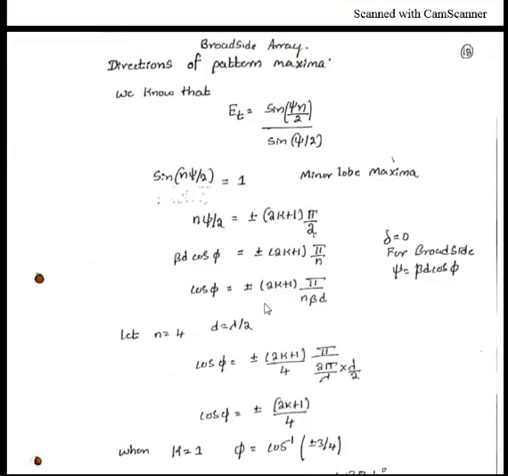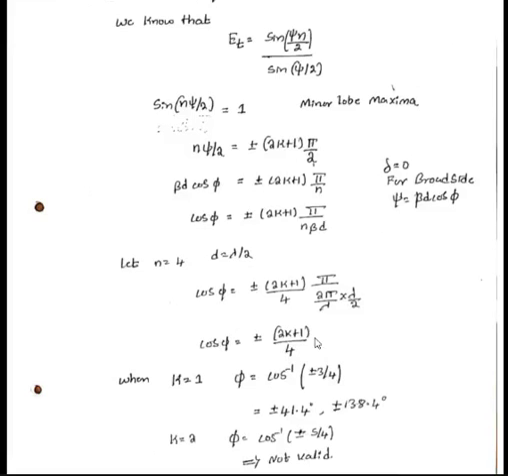Now in this equation for cos phi, let us take n is equal to 4 and d is equal to lambda by 2. N is equal to 4 means we have 4 isotropic point sources, 1, 2, 3, 4, and the distance between these sources is lambda by 2, the minimum distance we are going to consider. And you know the beta value: beta is 2 pi by lambda.